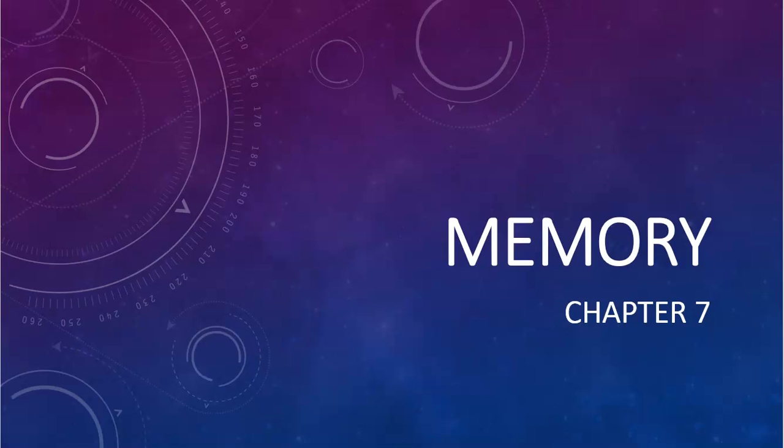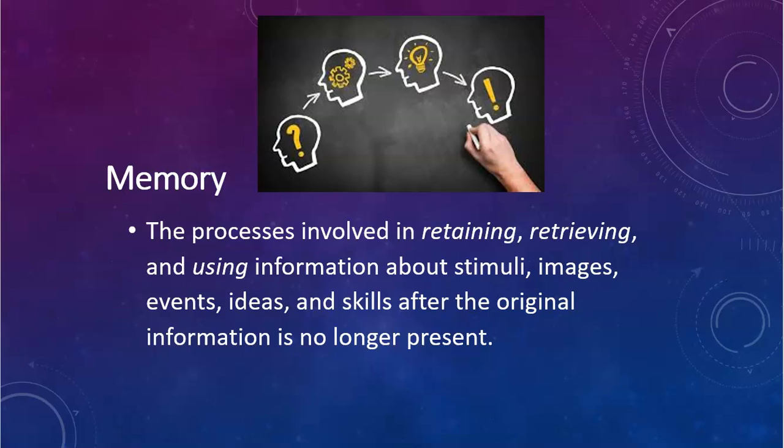So the first thing we're going to want to talk about is what is memory. Memory is the process involved in retaining, retrieving, and using information about stimuli, images, events, ideas, and skills after the original information is no longer present. So pretty much memory is being able to recall things afterwards. So what did you have to eat for breakfast? Being able to remember what you ate once you're done eating breakfast. That kind of thing.